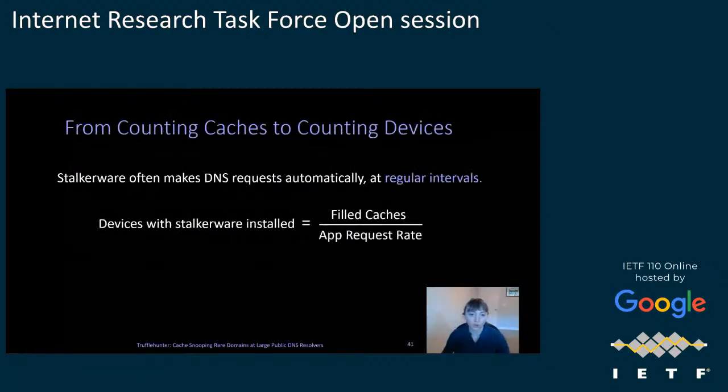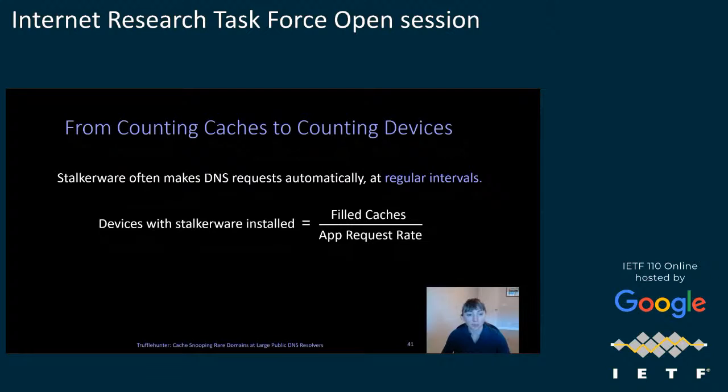Up until this point, we've only been talking about counting filled caches, not counting the number of devices that have made the requests. And we haven't made any attempt to differentiate between a single device that is making multiple requests and multiple devices that are each making a single request.